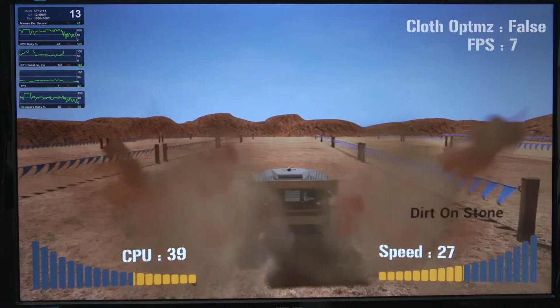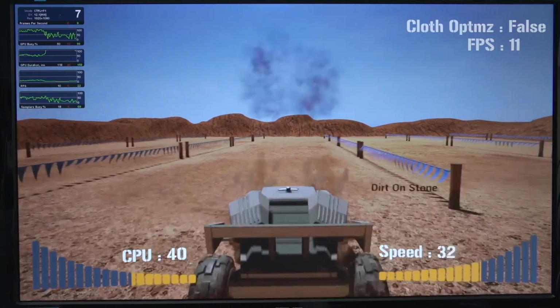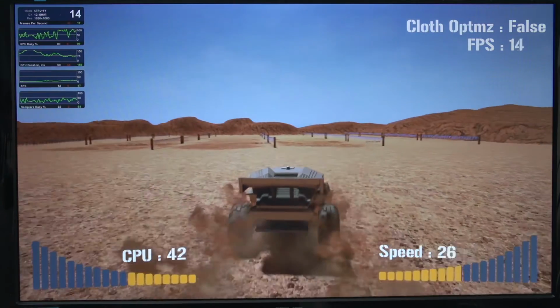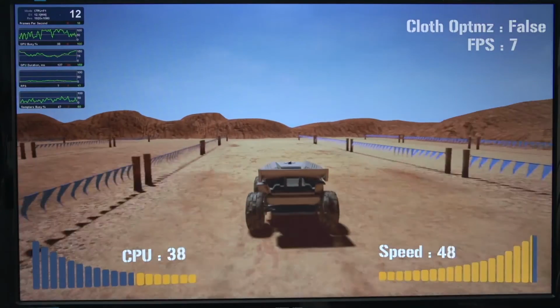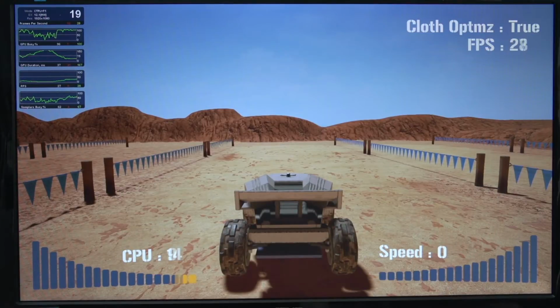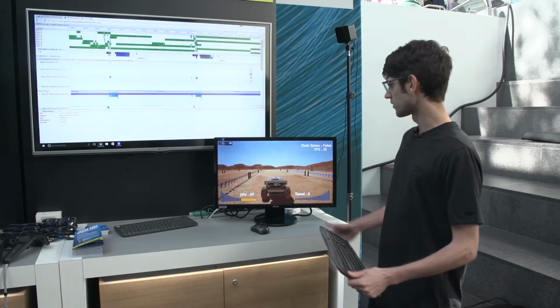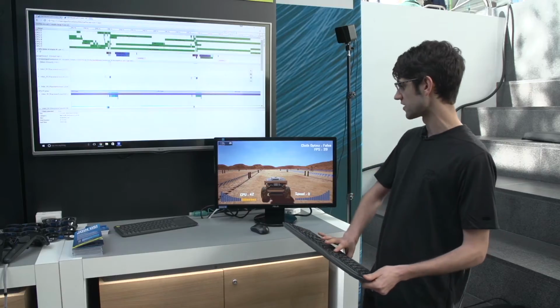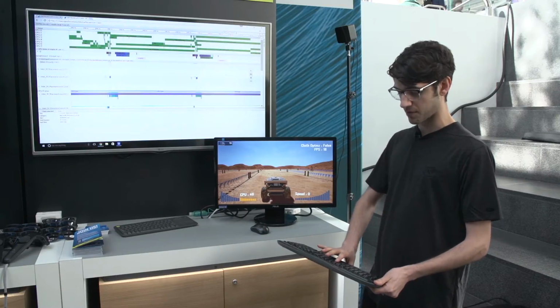So if we turn off the cloth optimization, we'll notice that our performance slows to a halt, right? We go down to about 10 to 12 frames per second. So at this point, as a developer, we'd want to know, are we CPU or are we GPU bound? So let's take a look at the Graphics Trace Analyzer and see if we actually are CPU or GPU bound.